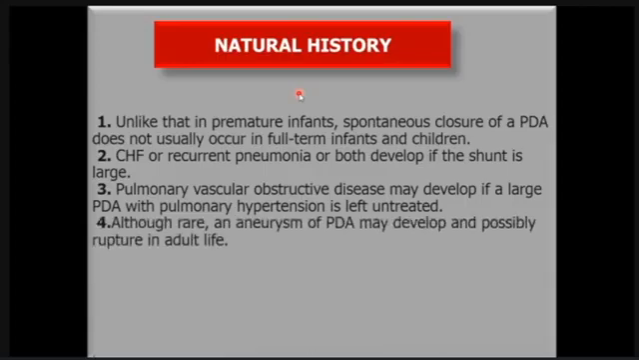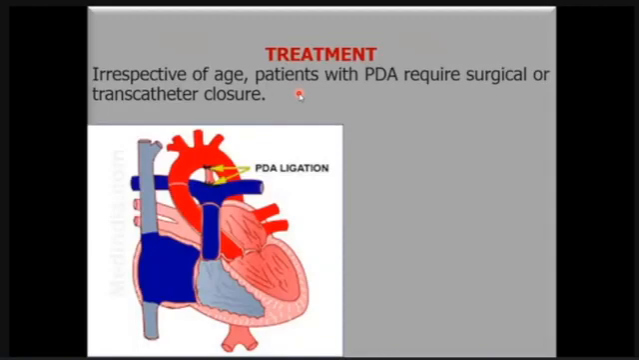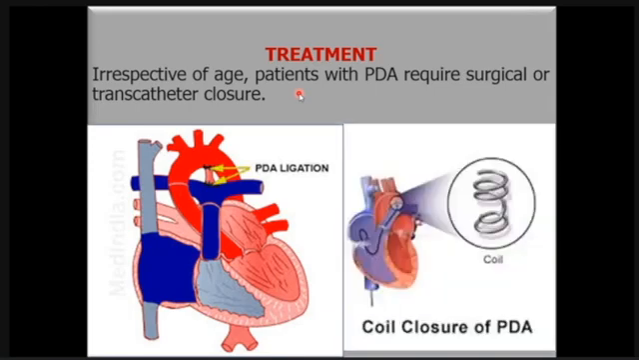Rarely, there might be aneurysmal dilatation of the PDA in the adult, and even rupture. And this is a rare complication. Treatment. All PDAs should be closed when the age of the patient is suitable, either by coil, which is like that, if it is by transcatheter method.